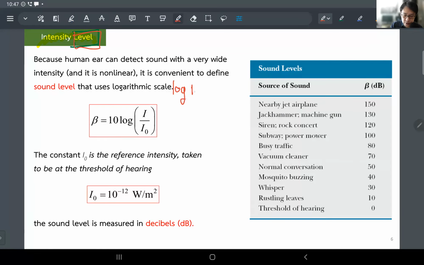log of 1 is 0. When you have 10, log of 10 is 1. When you have 100, log 100 is 2. When you have 1,000, you get 3. When you have 10,000, that's 4. Do you see the property of log over here?